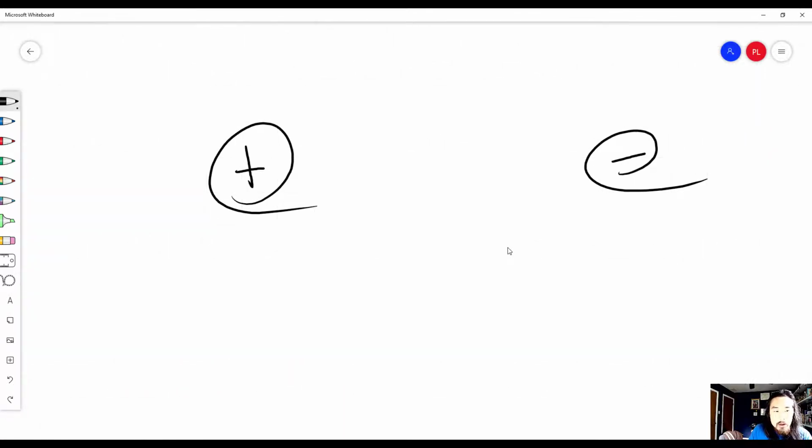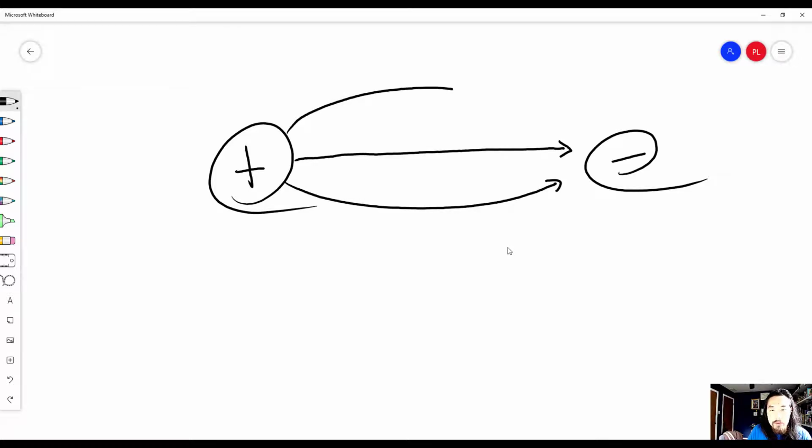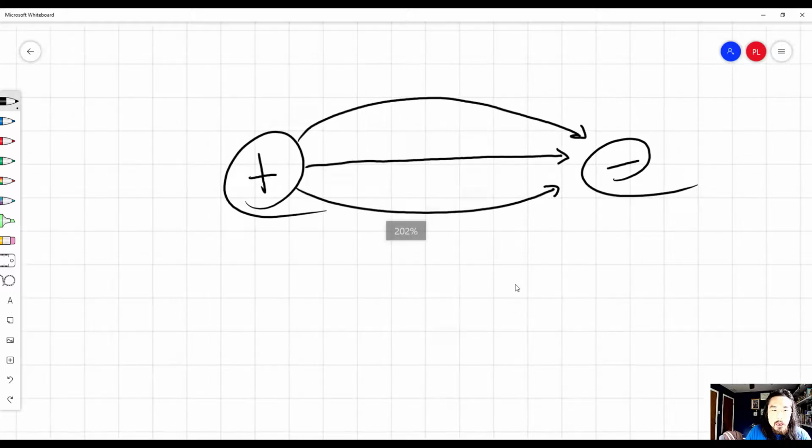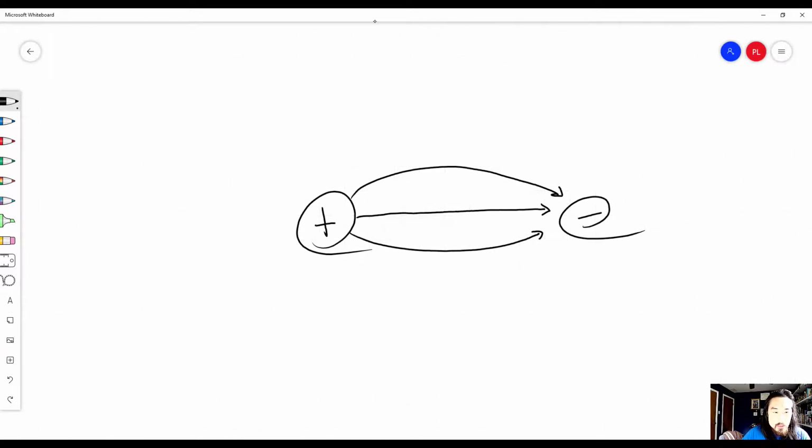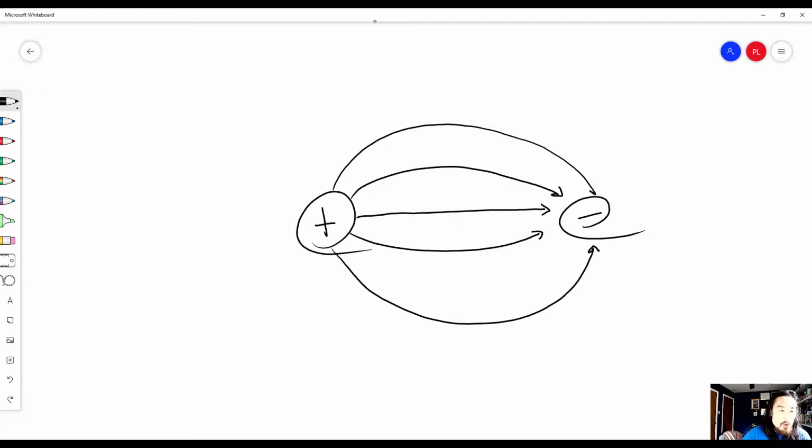All right, field lines go away from the positive into the negative, away from the positive into the negative. Okay, and let's do one up here, away from the positive into the negative. And of course we have the ones on the outside fringes, like so.